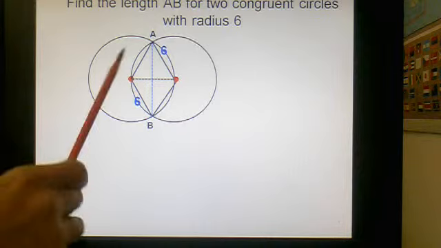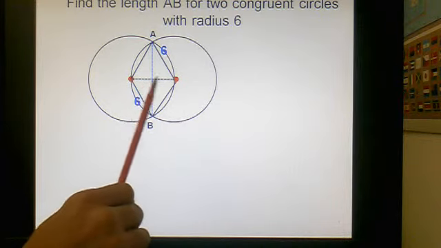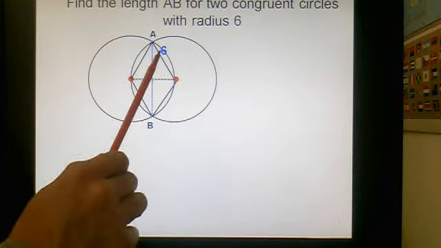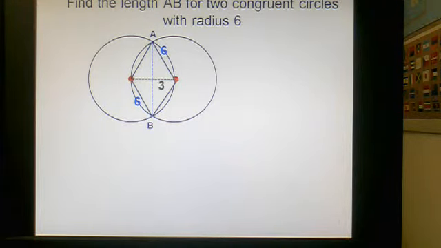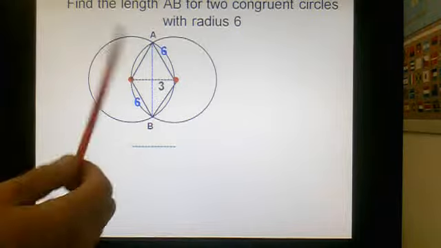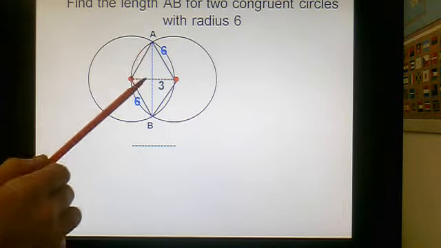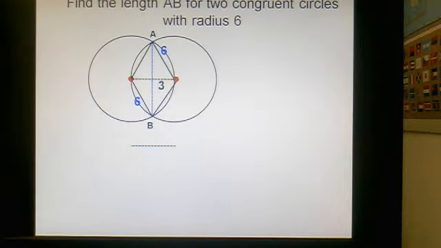And as you know about rhombuses, this is getting split in half. Each of these are 3. So if this is 3 and this is 6, you can pretty easily find this distance. And once you find this one, you just double it to find the entire thing. How would you do that? You'd probably use Pythagorean theorem.